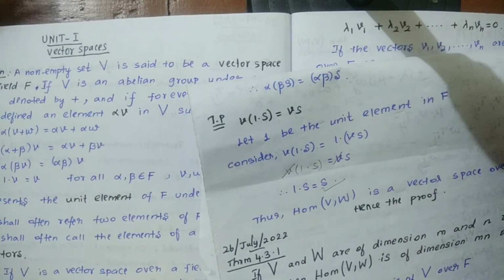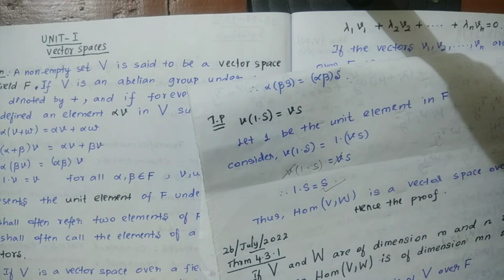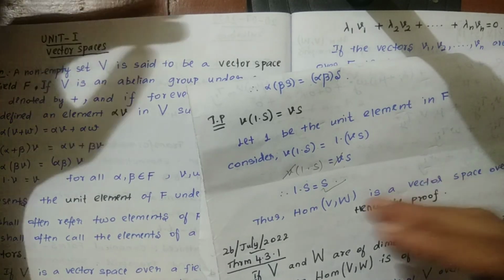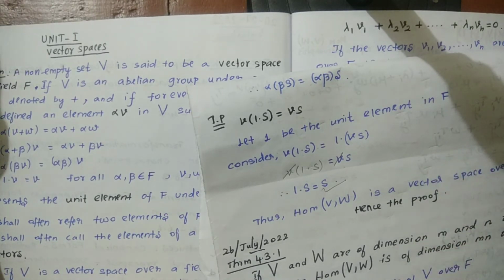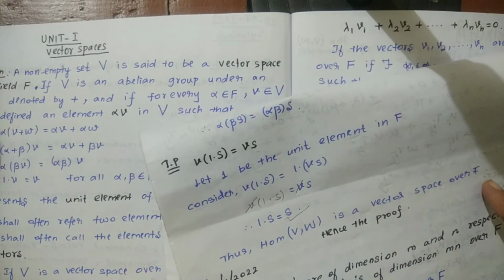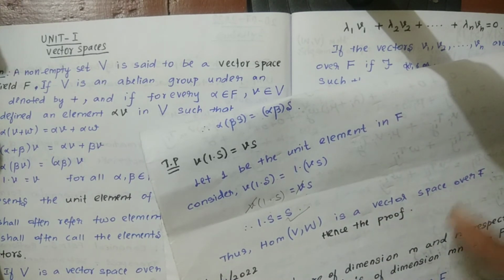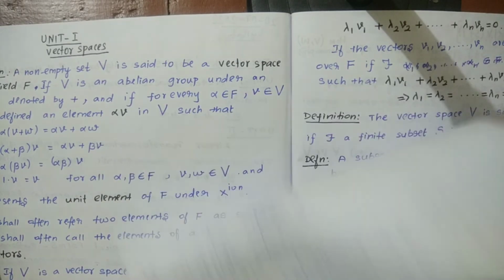So all the 4 conditions were satisfied to say any non-empty set as a vector space. The 4 conditions are satisfied here for homomorphism of V, W, right? So you can say homomorphism of V, W is a vector space over the field F. Hence the proof. Okay, so this is very simple.